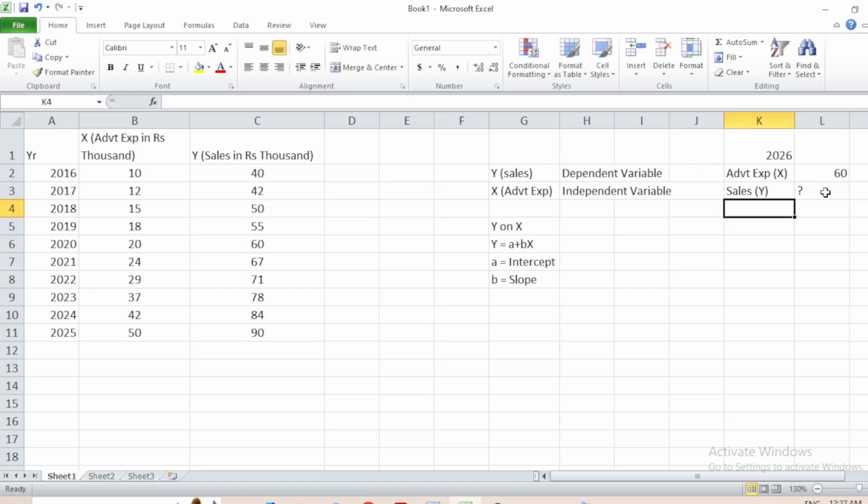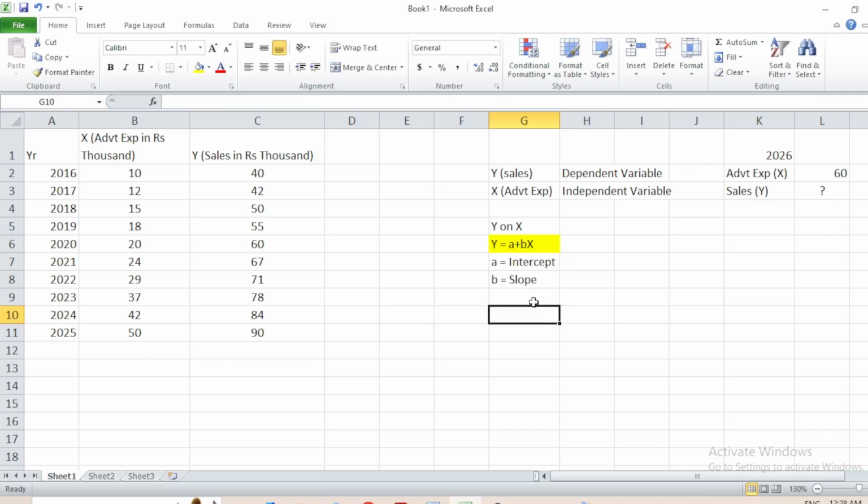So to find out the sales, basically what we would need is the regression equation of y on x, which is given as y is equal to a plus bx. So first of all, we have to find out the intercept and slope.